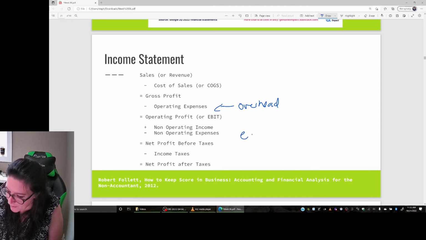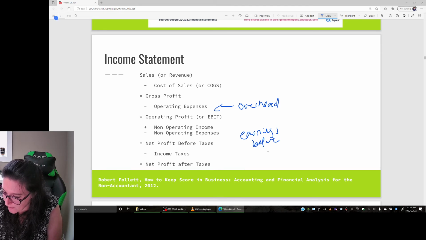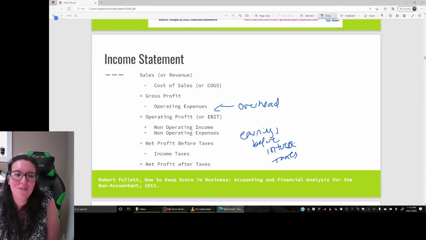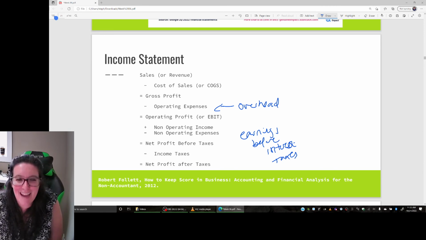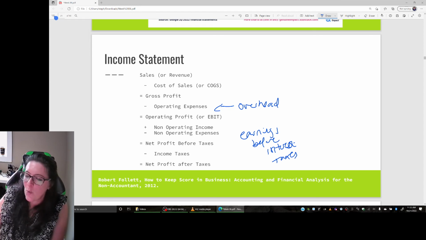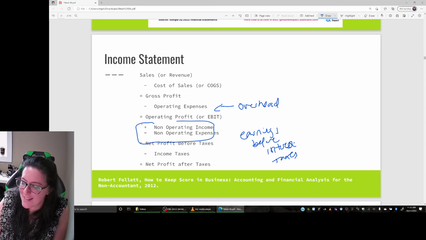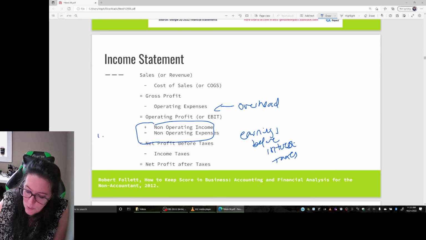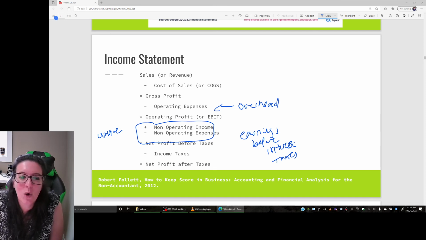EBIT is earnings before interest and taxes. So this is our profit before we've taken out any interest we owe and any taxes we owe. We can then add or subtract any non-operating income and expenses. So these are unique one-time flows of money in or out.